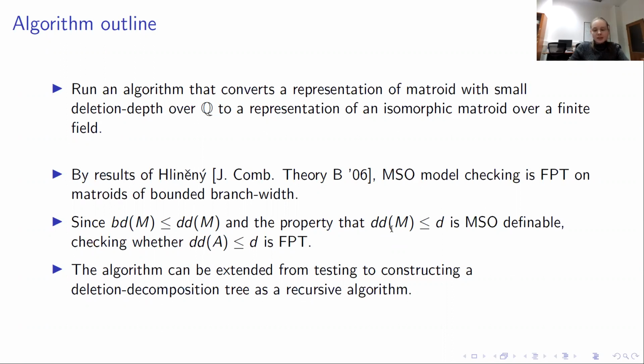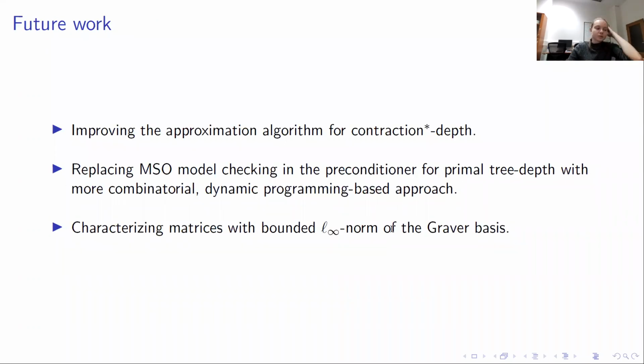And with this, I would like to move to the last part, which is open problems related to our result. So first of all, what we would like to do is improve the sparsification algorithms. The first algorithm that I was describing was the algorithm for computing a matrix of small dual tree depth. And it started with the approximation algorithm of Kardoš et al. However, this algorithm outputs a decomposition of depth at most 4 to the contraction depth of the matroid, which is not ideal. So we would like to speed up this algorithm and develop a constant factor approximation algorithm for computing the contraction depth, which would then also improve the running time of the preconditioner quite significantly.